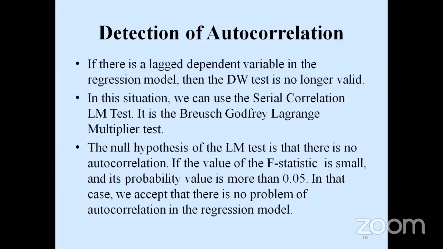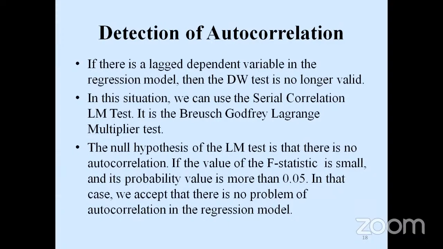The null hypothesis of the LM test is that there is no autocorrelation. If the F statistic is small and its probability value is more than 0.05, then we accept that there is no problem of autocorrelation in the model. When do we use this? If the DW test statistic is not giving a valid result, in the case of a lagged dependent variable, we have to use this LM test.